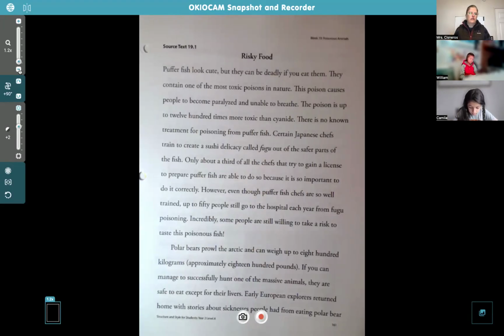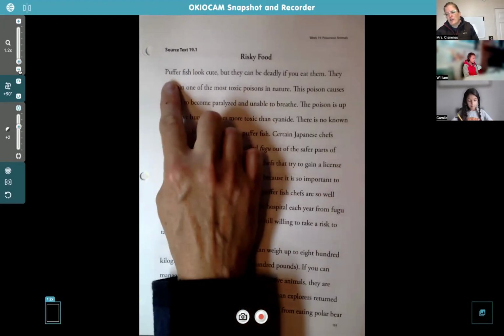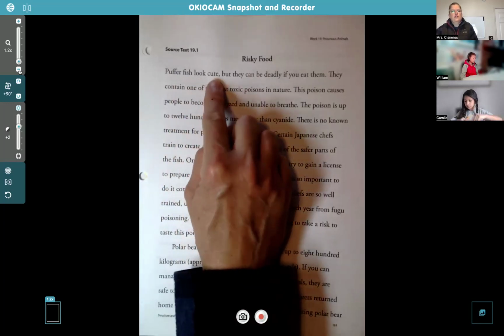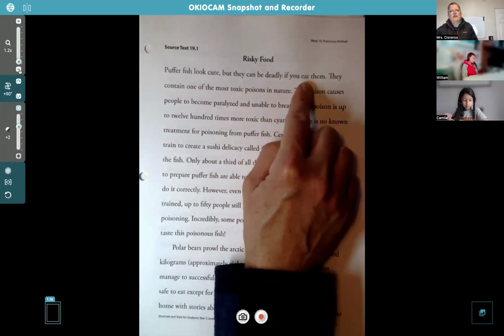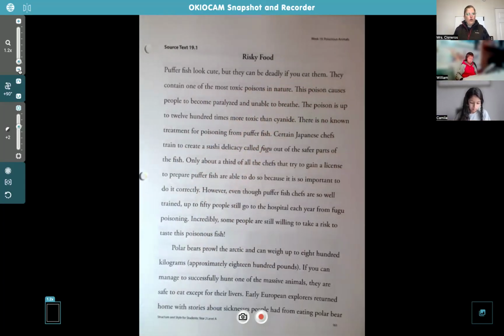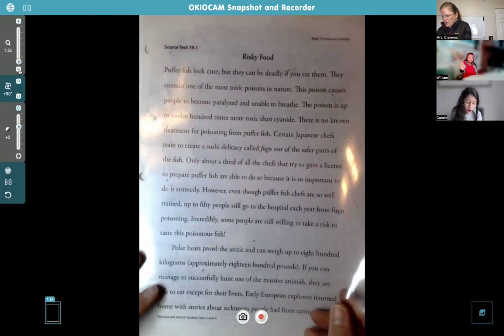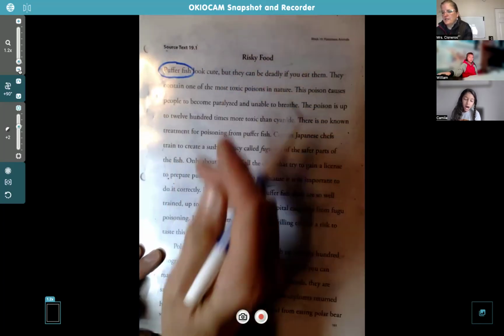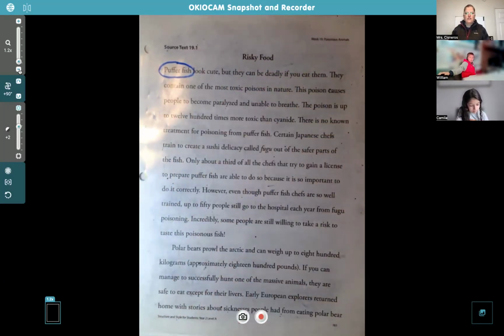Sometimes you might have to read a little bit more, but they made it really easy for you guys on this practice, where the first sentence is going to tell you what the paragraph is mostly about. So let's look at the very first sentence here. It says, pufferfish look cute, but they can be deadly if you eat them. So already, right out of the first sentence of the first paragraph of the first article, we can see what our topic is. This is going to be about pufferfish. So instead of writing it in the column, let's just circle it.